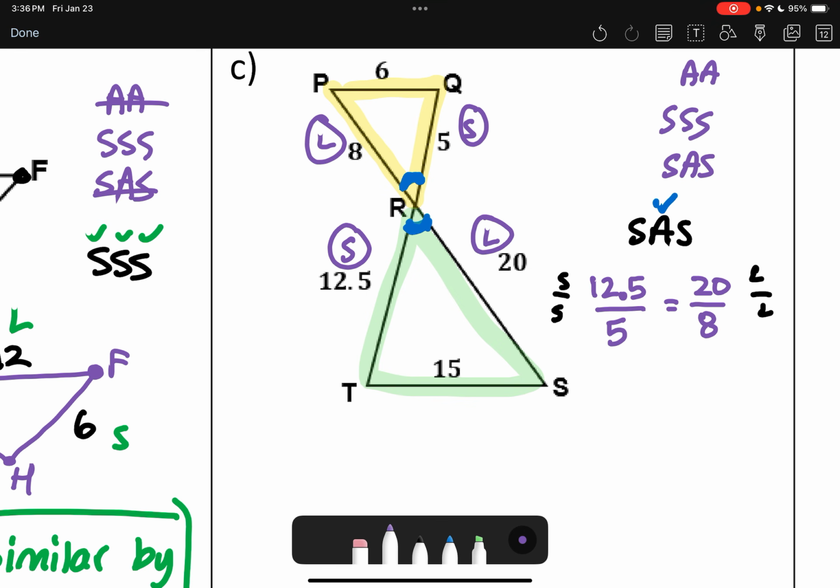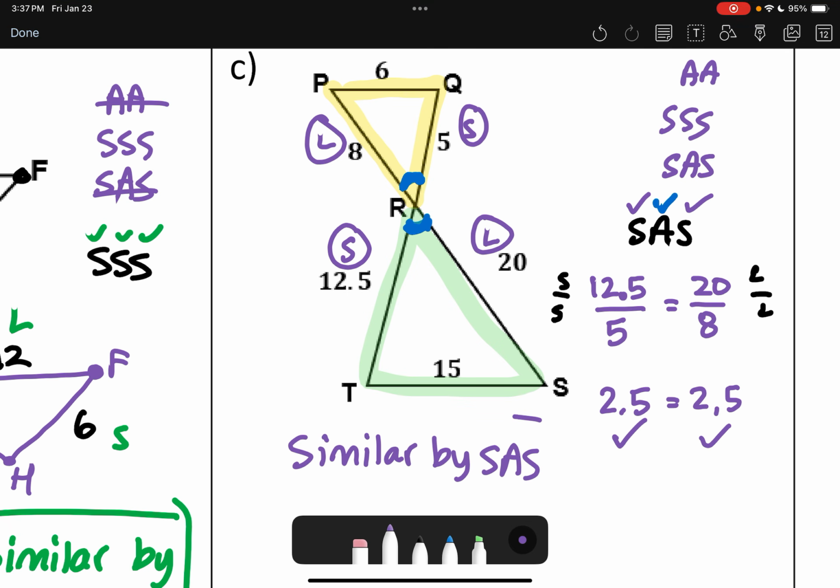So from here, what I typically do to check to see if these are proportional is I would just simplify, right? And if it ends up being decimals, this would be a good instance to just pull up a calculator. 12.5 divided by 5, if you're not super comfortable doing that, that gives you 2.5. If we do 20 divided by 8, well, that's also 2.5. So that means, hey, those two ratios are equal. That means the two pairs of sides are proportional, checking the two other sides. So similar by side angle side.